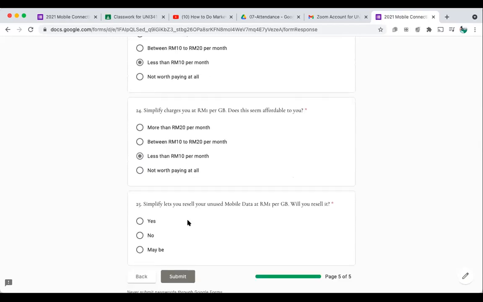Simplify lets you resell your unused mobile data for 1 ringgit per gig. So if you have 80 gig data quota per month, you couldn't use it all up, and this is a platform for you to resell it. Would you be willing to sell it? Because if you don't sell it, you get nothing. If you sell it, you get something back, because you have 80 gig per month, unless you use up all the 80 gig. But now your leftover data, you can sell it back to this platform.